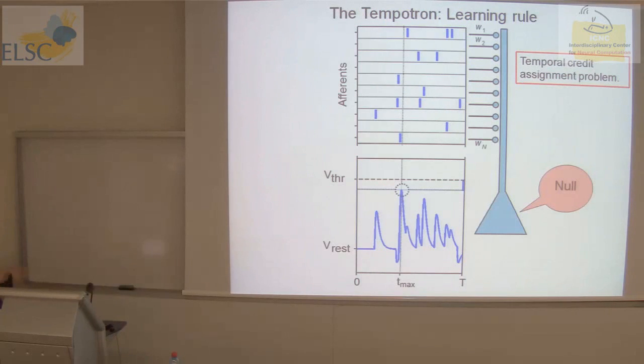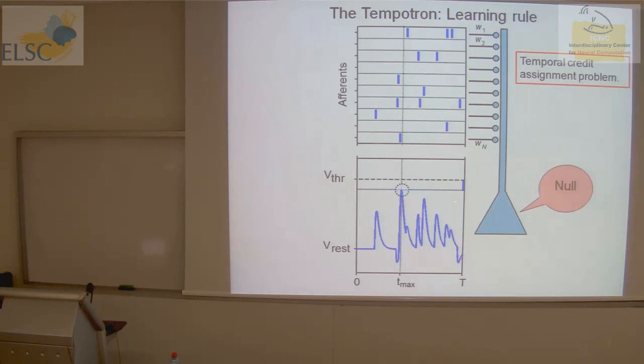Okay, so the problem now is how do we change the synapses if we make a mistake? Here what you have is a target pattern which does not generate a spike. I show you the subthreshold voltage trace. The maximum shown here stays below the threshold. So it's a null classification, which is an error. And the problem that we face here has been termed the temporal credit assignment problem, and essentially it means how should we credit the synapses with this error?